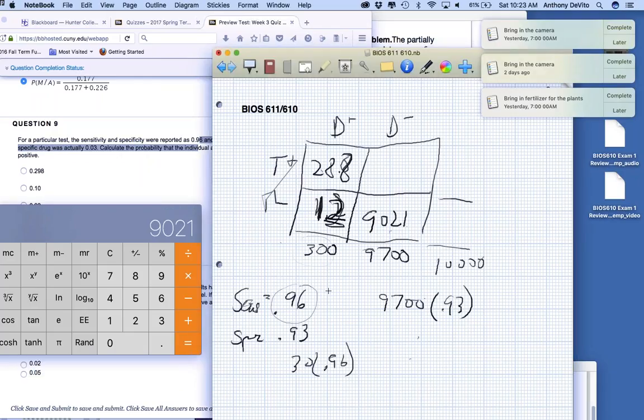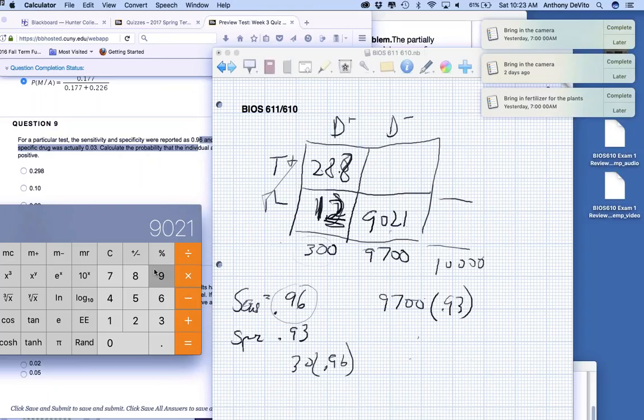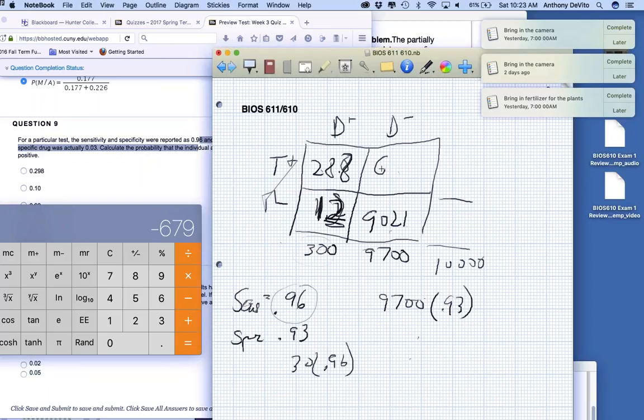9,021. So that means I will get this wrong. 97 minus 9,021. Okay, I'm going to subtract from that 9,700, get a negative number, and then change the sign. So this is going to be 679.